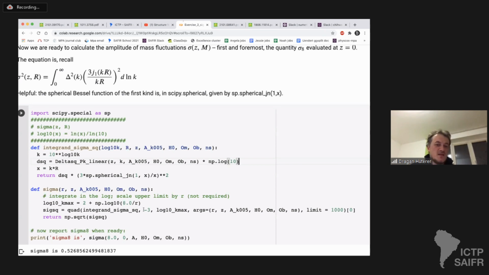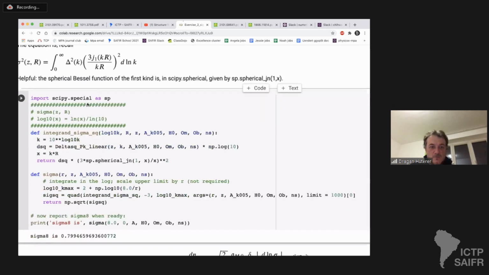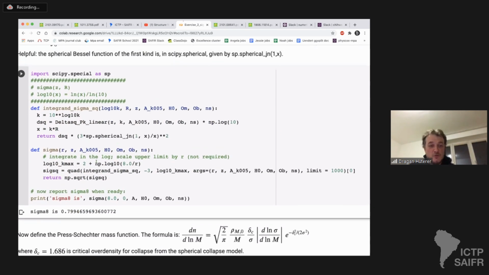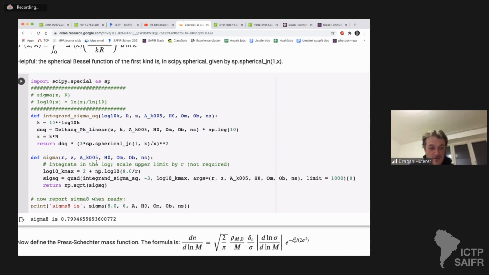And log base 10 is easier if you think about wave numbers. This is 10 to the minus 3, for example. This is 10 to the 2. So that's convenient here, but the formula has the ln. So I need the ln, and I replace that by the log times ln of 10. I run this cell now. Okay, people, rejoice. It's a moment to rejoice and be happy because we got sigma 8 of 0.799.